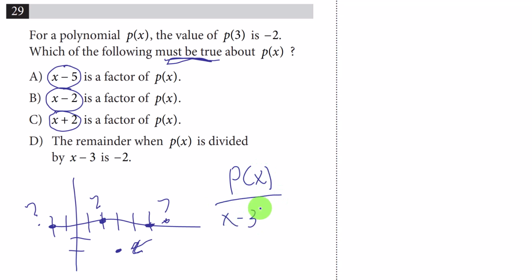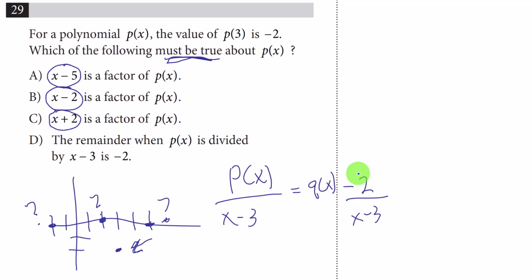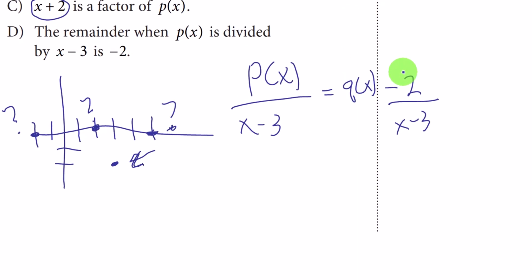is going to get you a remainder of -2. So that's going to give you some sort of thing. We'll call it the q of x, which is the quotient polynomial, and a remainder of -2. So is this true? Well, let's take a look. We're going to multiply both sides by the x minus 3. And so you have p of x is equal to q of x times x minus 3 minus 2.